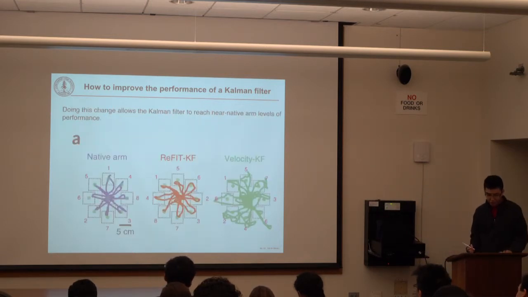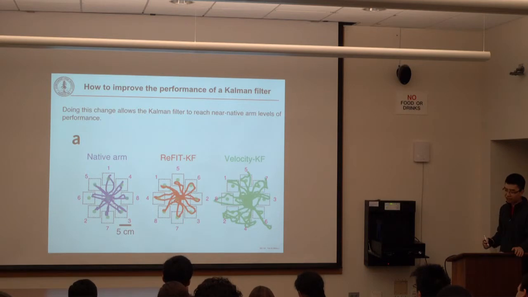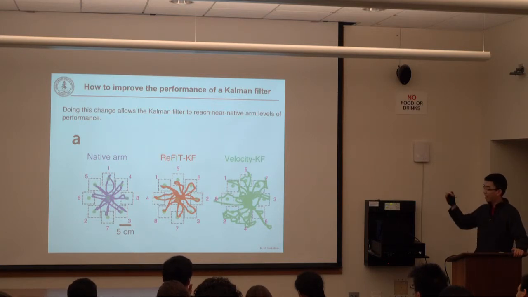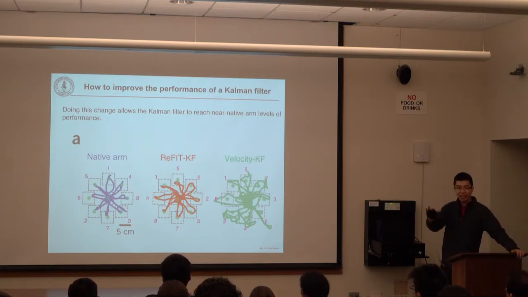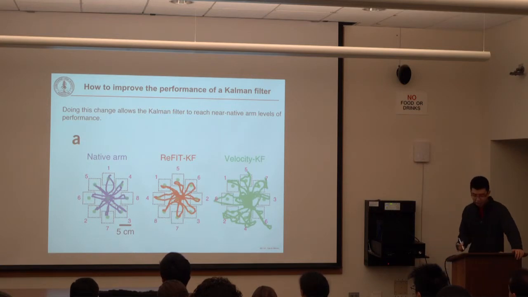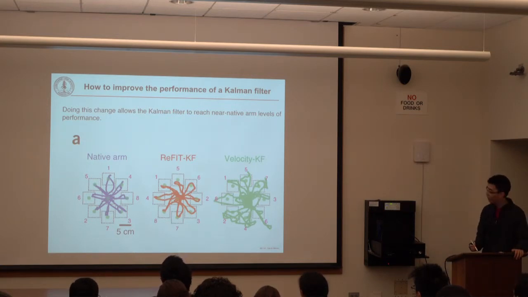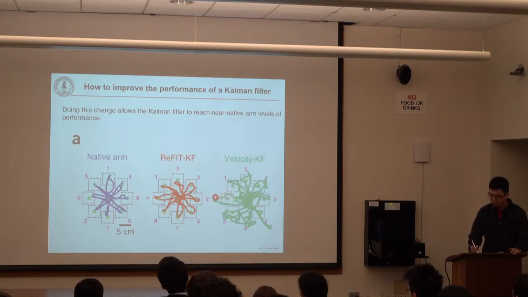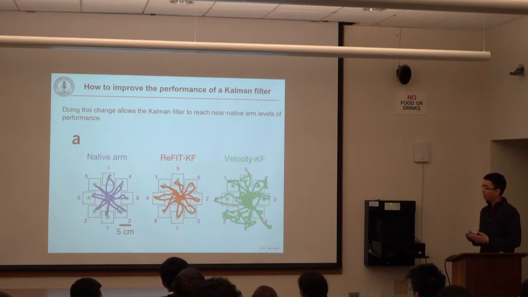All right, and so doing this change allows the Kalman filter to reach near native arm levels of performance. And so here we have the monkey reaching to 8 targets, center, out, and back, exactly like in the R struct that we've given you. And on the right here, we show the velocity KF. And you can see it has some of those qualities that we saw in the video. Like when it reaches out to this target, you can see it overshoots it, and it has to come back to actually acquire it. Whereas if we do this modification in the refit KF, what we'll see is that he reaches to each target.